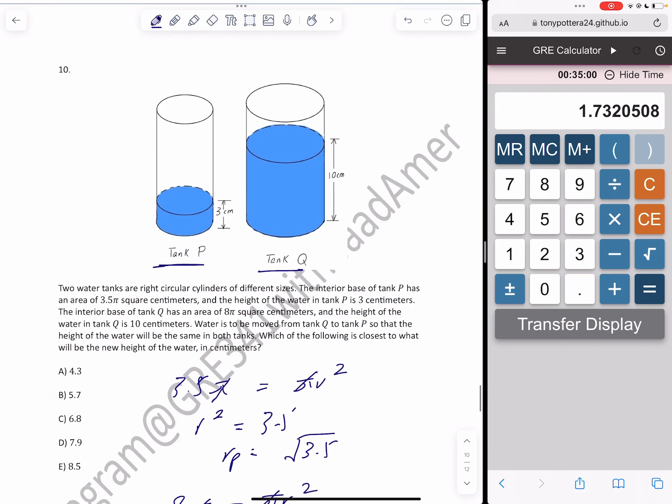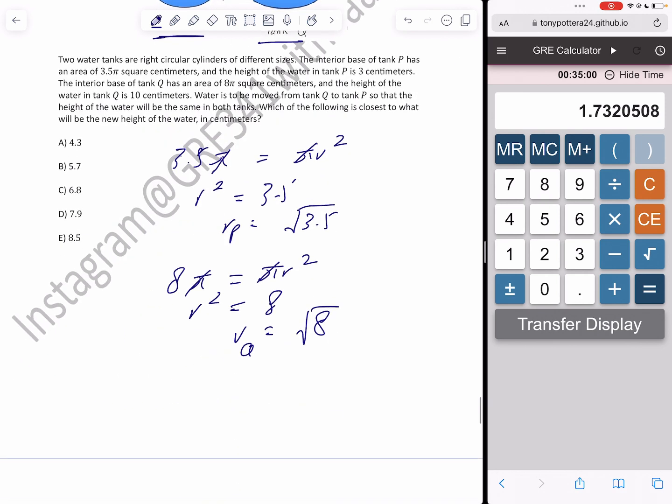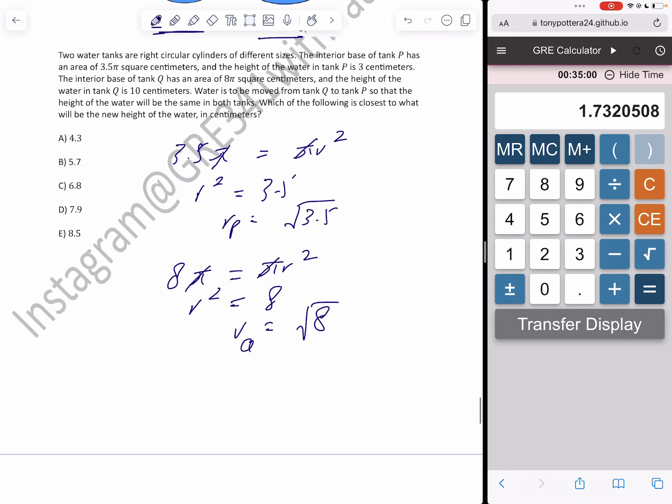Water is to be moved from tank Q to tank P so that the height of the water will be the same in both tanks. Which of the following is closest to what will be the new height of the water in centimeters? So water is to be poured from tank Q to tank P. So we need to calculate the volume of both the tanks.